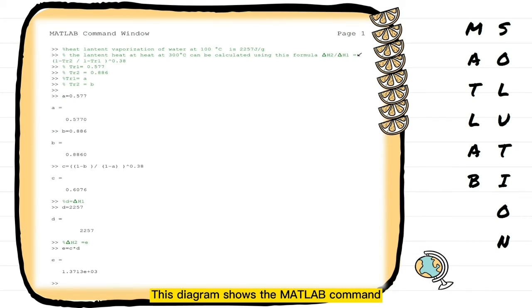This diagram shows the MATLAB command for the previous question. Using MATLAB, by substituting the values into the formula, we can get the answer for the latent heat of vaporization of water at 300 degrees Celsius.